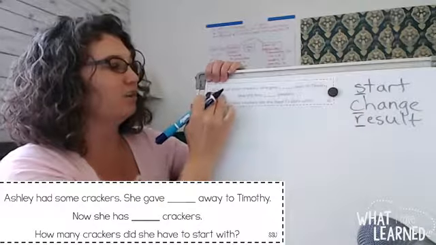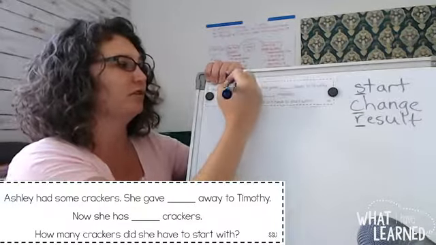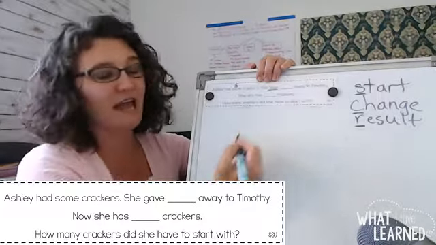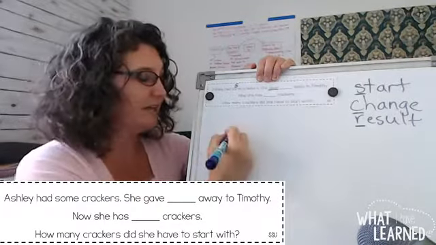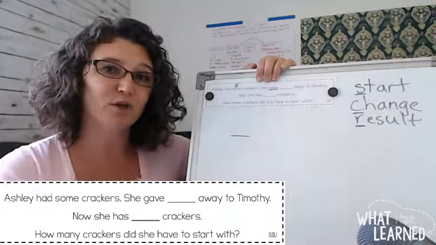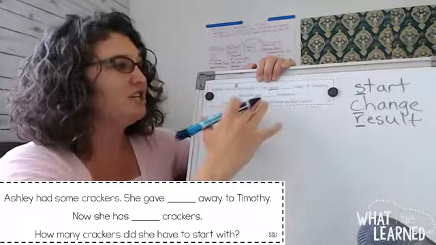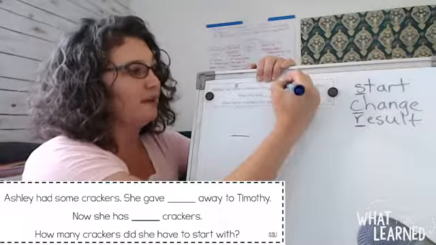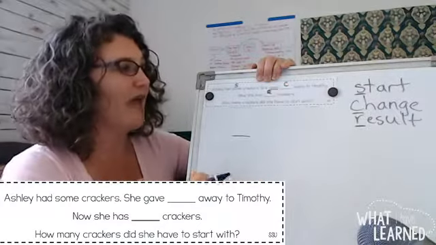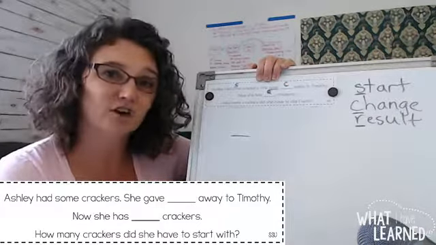So here's the start. Ashley had some crackers. There's the start. She gave, and again, we talk about gave. And the gave, you give something away, you are subtracting from your amount that you have. She gave blank away to Timothy. Now she has blank crackers. How many crackers did she have to start with?